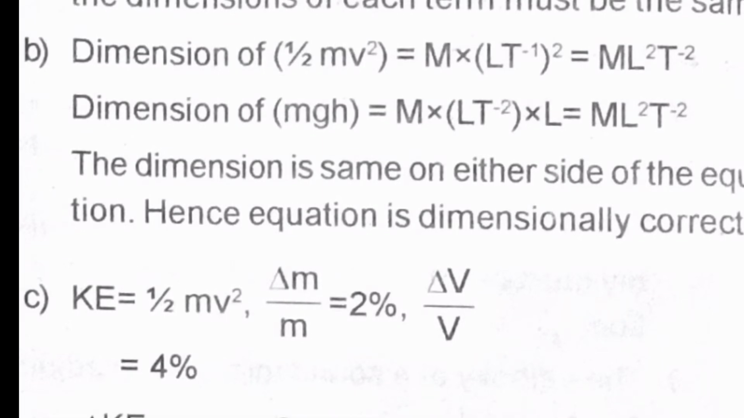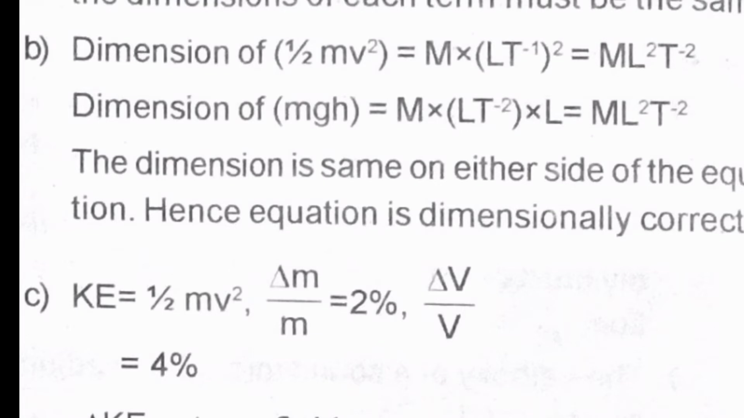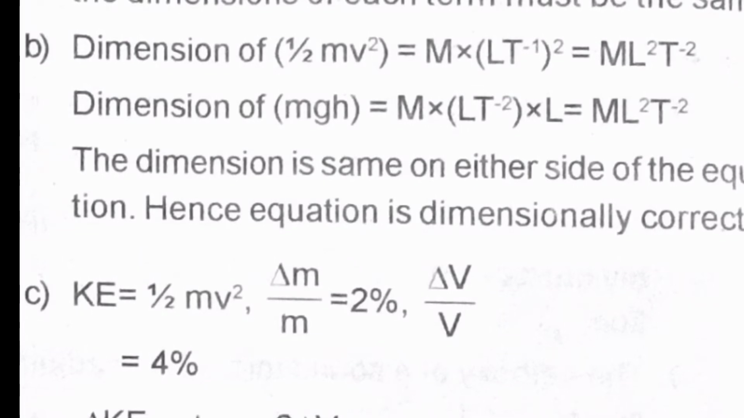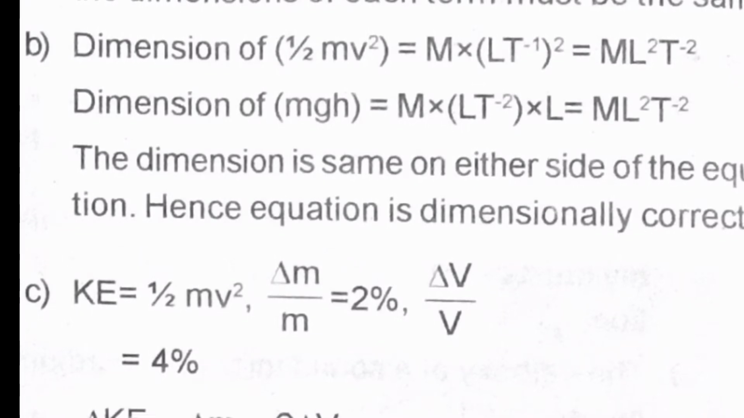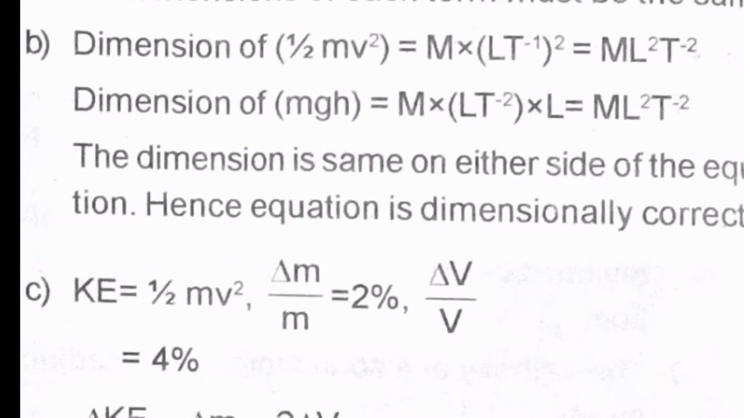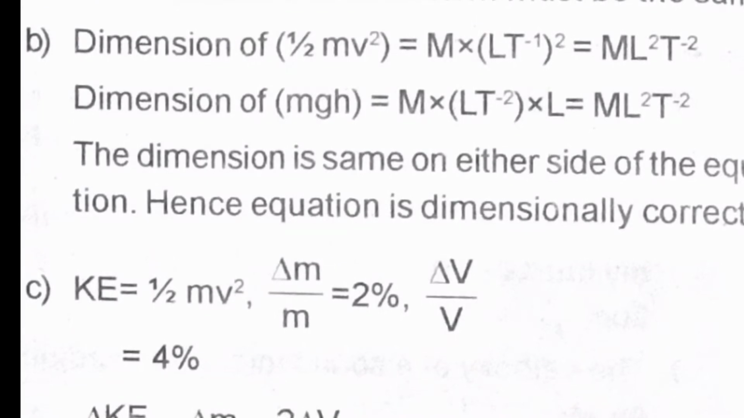And what about mv square? M has the dimension capital M. And what about v, velocity? Velocity is displacement by time, that is L by T. That will be LT raised to minus 1.